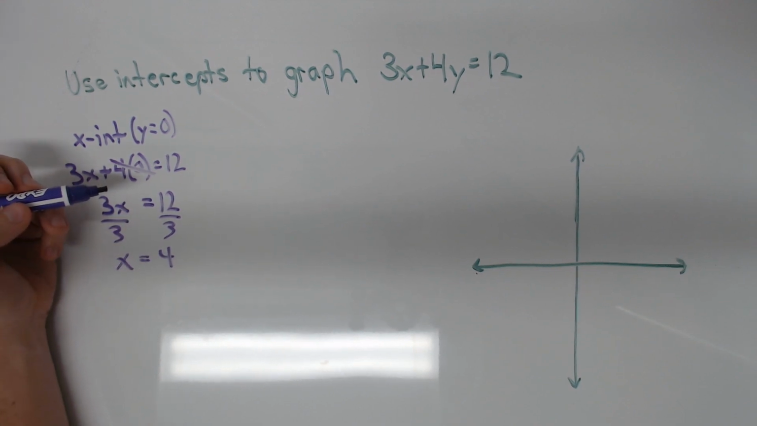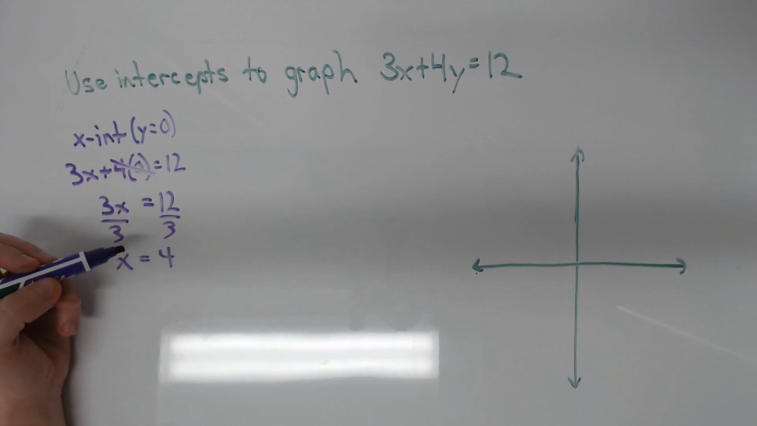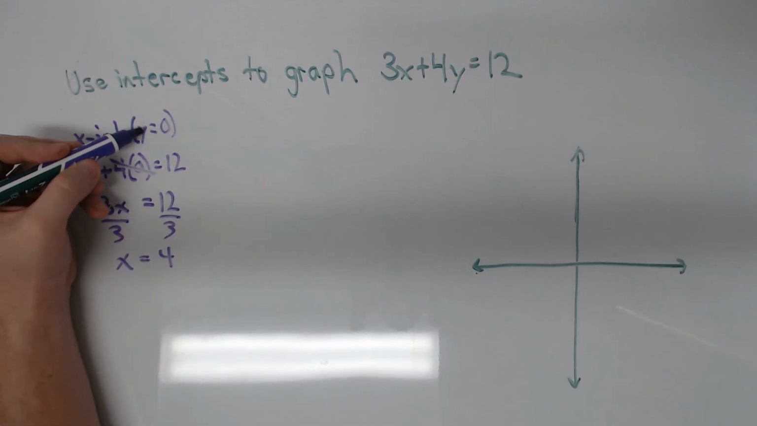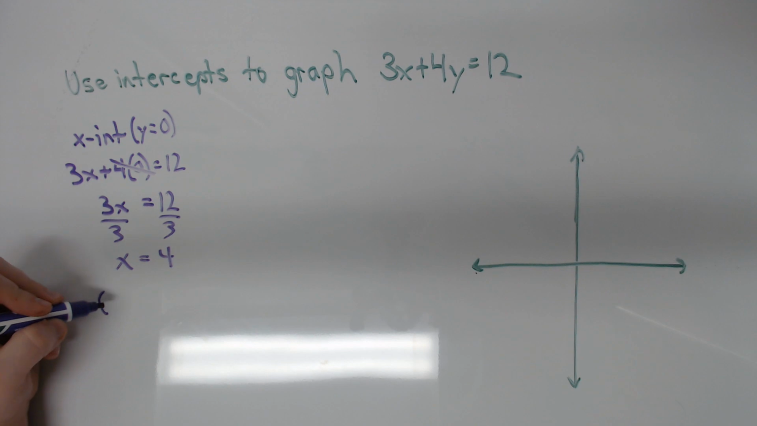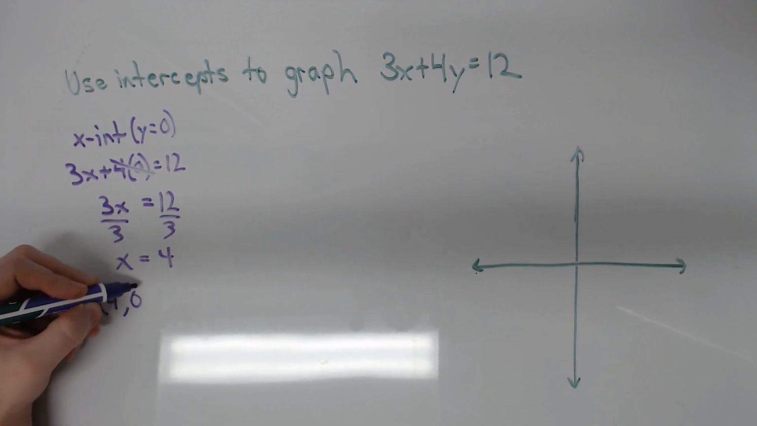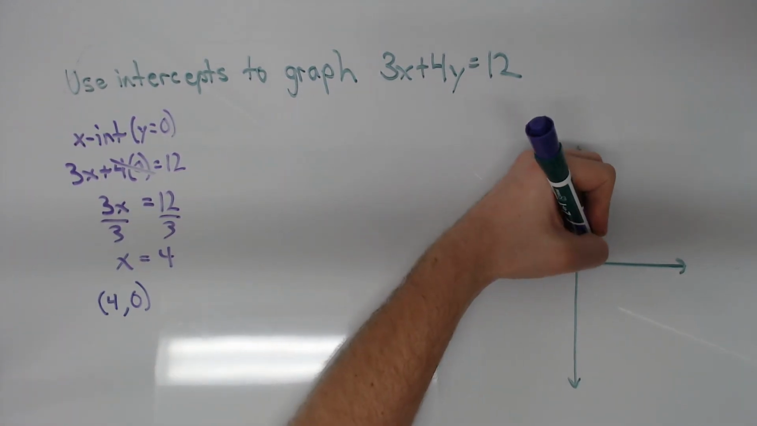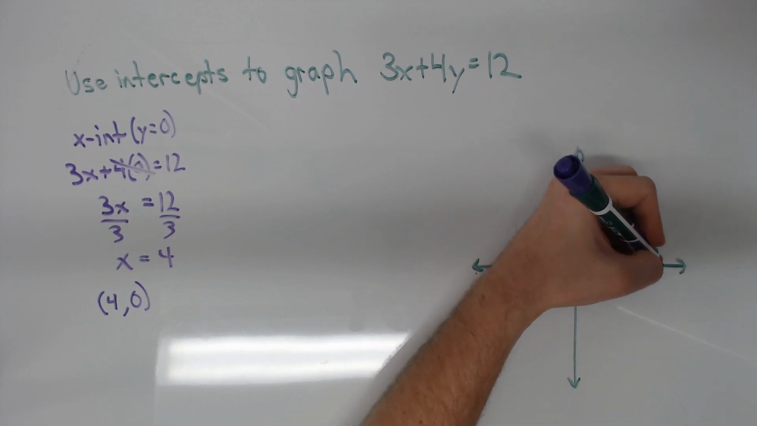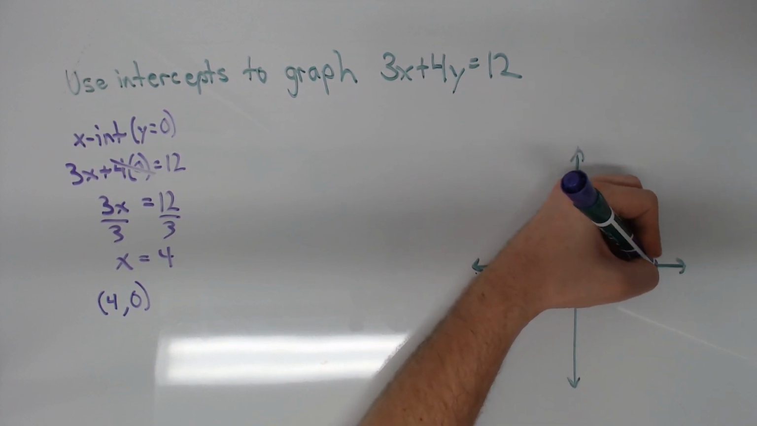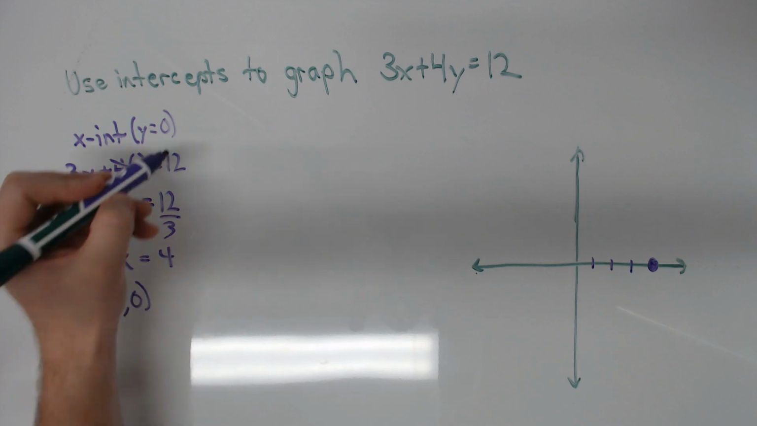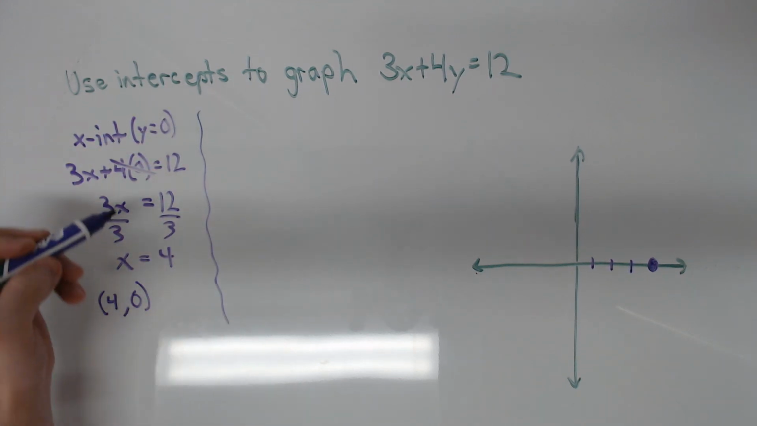X equals 4, that's an ordered pair. It might not look like it when you just see this x equals 4. Where's the y value? Well, remember, we plugged in 0. So this is x is 4, y is 0, 4 comma 0. So let's fill in our graph over here. There's 4 comma 0. Now let's find the y-intercept.